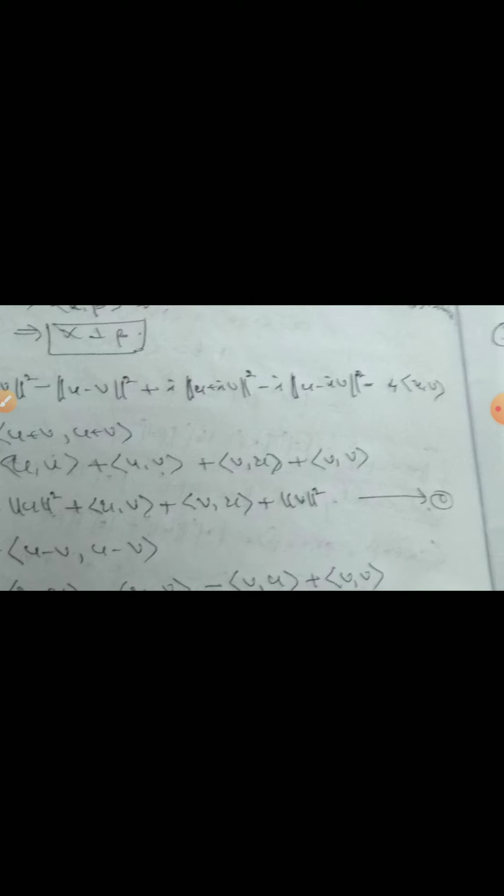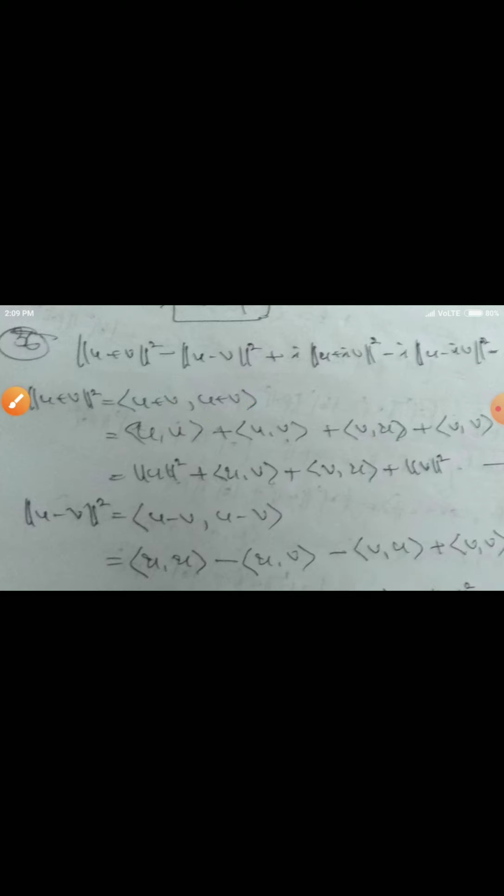Now problem number 36. Norm of u plus v whole square minus norm of u minus v whole square plus i times norm of u plus iv whole square minus i into norm of u minus iv whole square equals 4 times the inner product of u, v. Now norm of u plus v whole square equals the inner product of u plus v, u plus v. So once again we get u,u; u,v; v,u; v,v. That is nothing but norm u square plus inner product uv plus inner product vu plus norm v square.